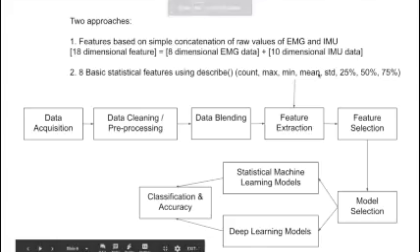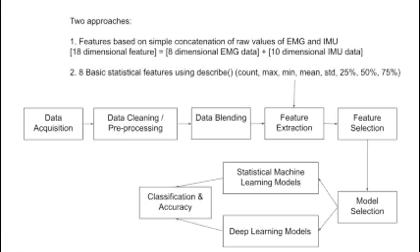For feature extraction, we explored two approaches. The first approach was based on simple concatenation of the raw values of EMG and IMU data. Now, the EMG data had 8 dimensions, while the IMU data had 10 dimensions. Therefore, the feature vector that was generated for each instance was 18 dimensions. The next approach had 8 basic statistical features, including count, maximum, minimum, mean, and the standard deviation with 25, 50, and 75 percentile.